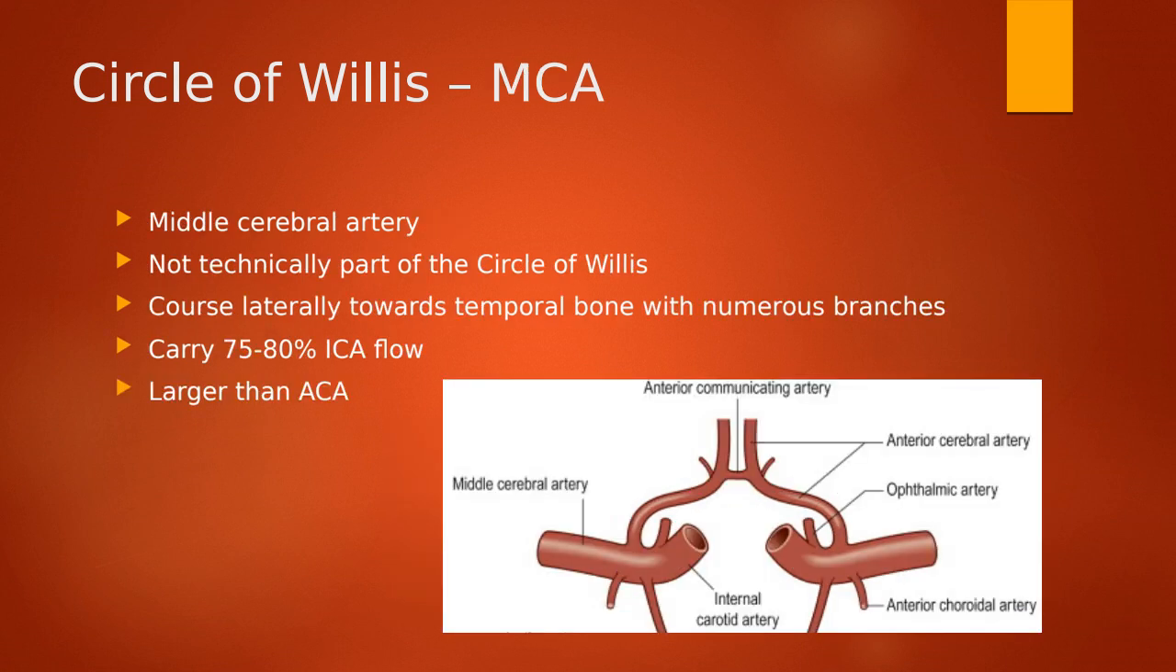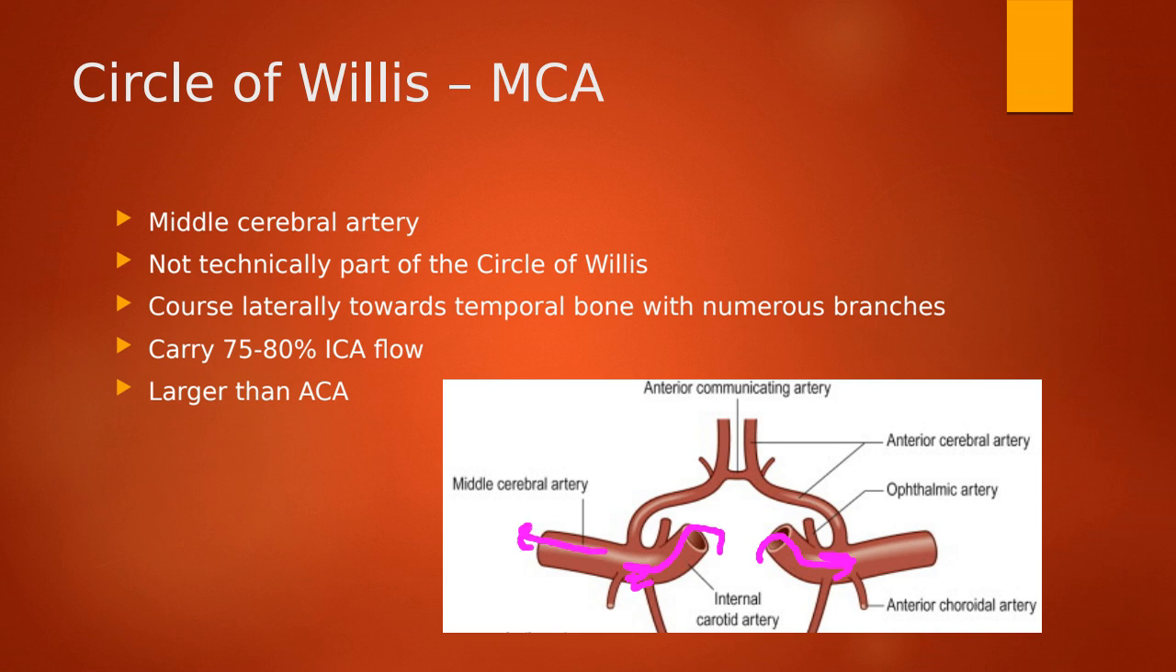The MCA, like we said, is not technically part of the circle of Willis. This is known as the middle cerebral artery. It's kind of how that distal ICA terminates. So the ICA is coming in this way. Same thing here, coming in that way. And it's going to be how some of that blood supply goes to the lateral aspects of the brain.